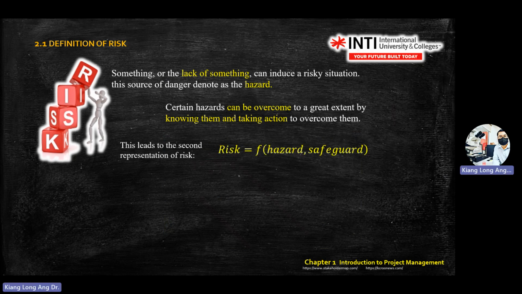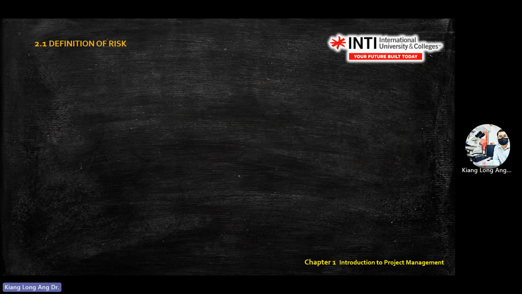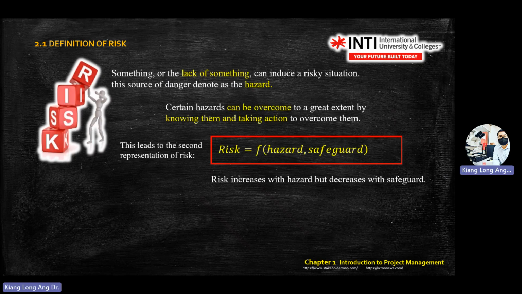So the first function for risk just now is probability and impact. The second one is that risk can also be rated in terms of hazard and safeguard, meaning you control your hazard by safeguard. So it means that if you have higher safeguard, your risk is reduced. So there are two definitions of risk. One is probability and impact. Another one is hazard and safeguard, or safety measure also can.